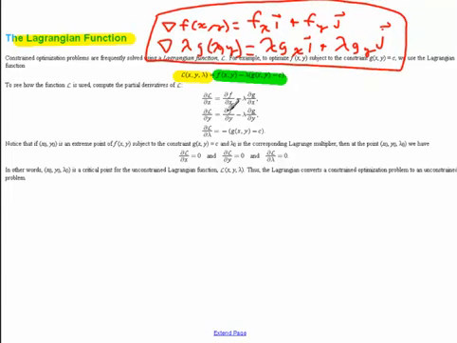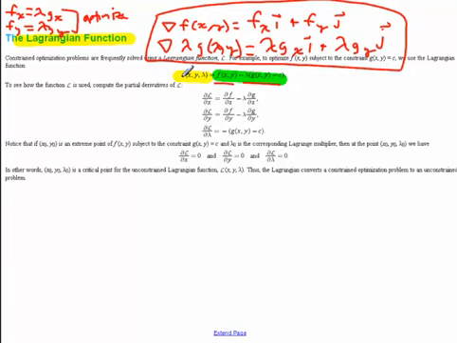And we knew from before that when f_x equaled lambda g_x and f_y equals lambda g_y, that's where we're going to optimize. Now, the whole idea of the Lagrangian function is it takes our two functions, the function we're optimizing and our constraint function, and it just puts them together in terms of a difference.